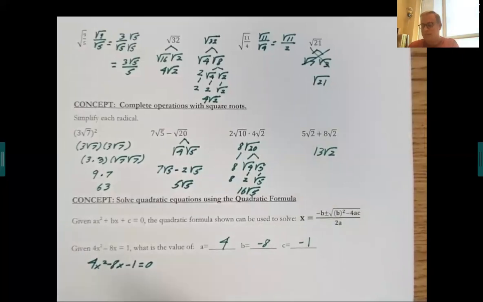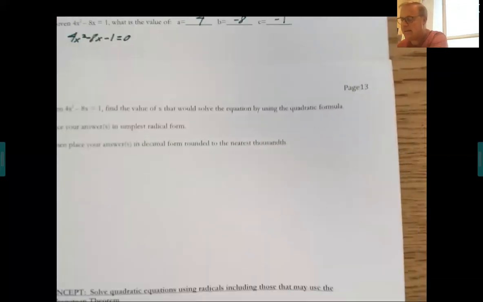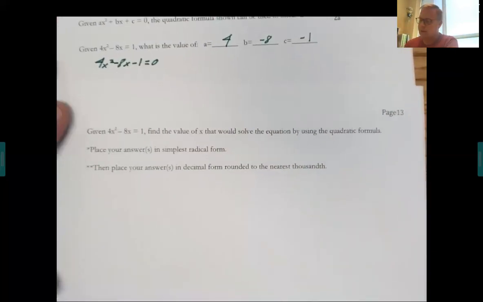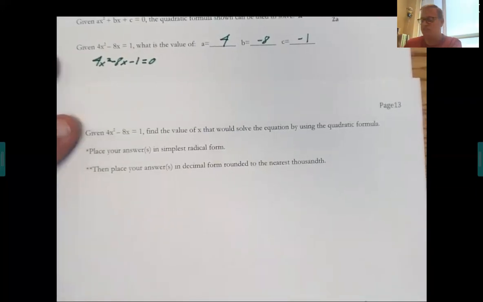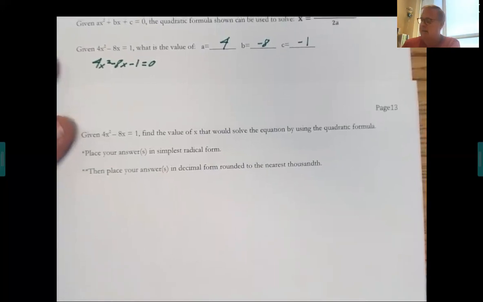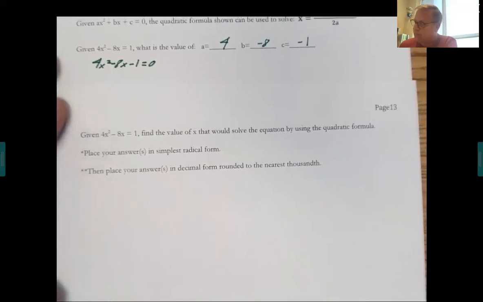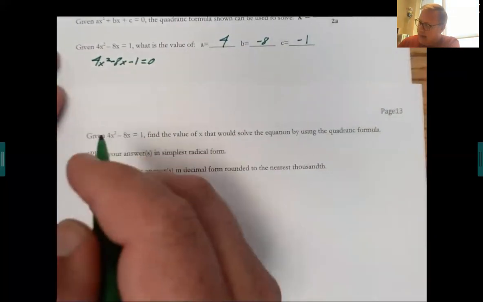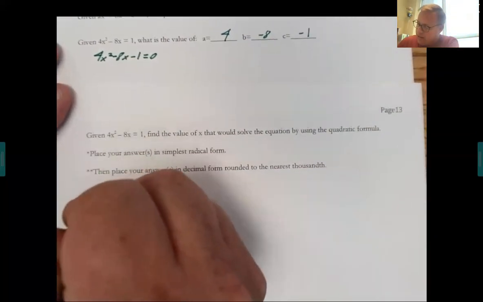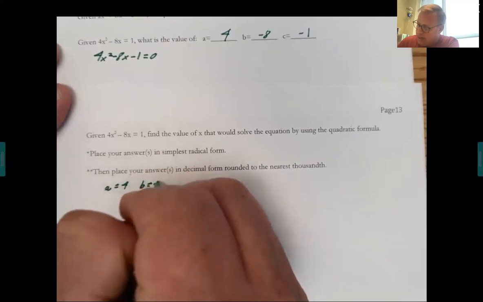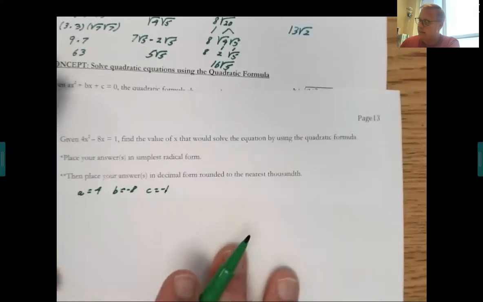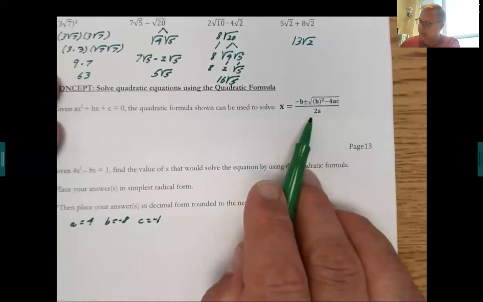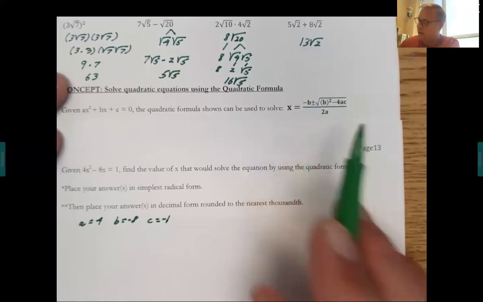Okay. We're going to take those three numbers and apply them, because on the last page, you have the same equation. And we're going to try to place the answers in simplest radical form and then round them off as well. So let's get to it. We know because it's the same problem that our A is 4 and our B is -8 and our C is -1. We'll just make a quick note of that. This is our quadratic formula right here. Let's plug things in just like you did in one of the previous concepts.